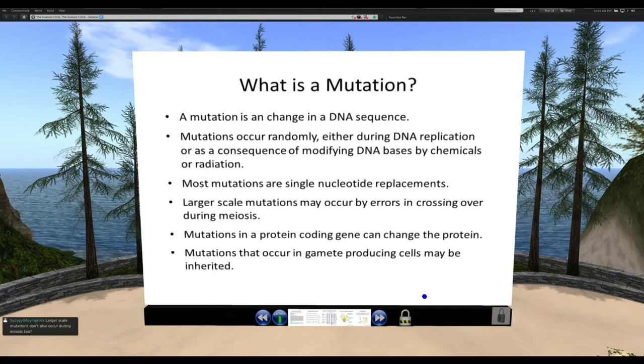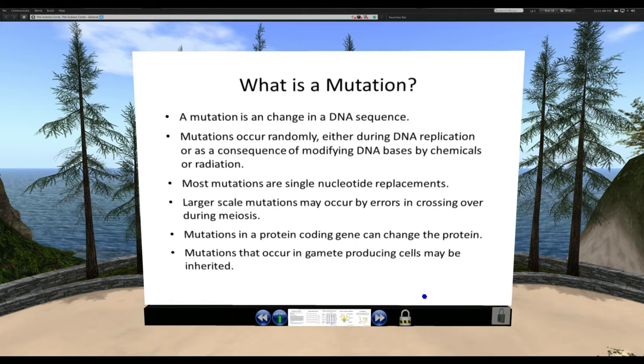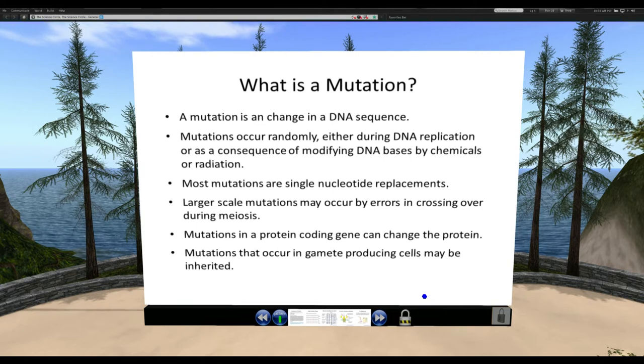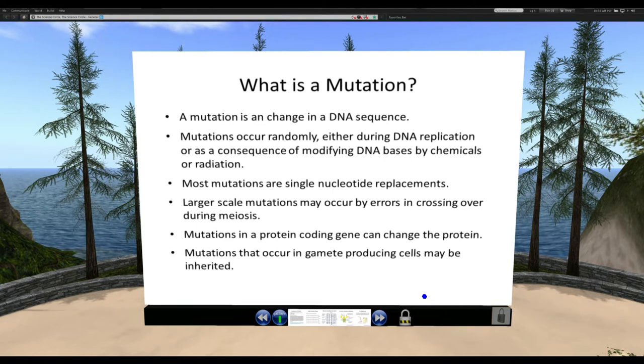And if a mutation occurs in a protein coding gene, then it can change the protein by changing the encoded amino acid. And then if that occurs in a gamete-producing cell, then it may be inherited. If it's just produced somewhere else in your body, then it won't be inherited, but you might suffer from it.